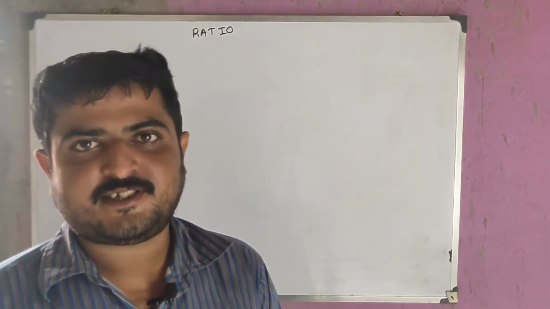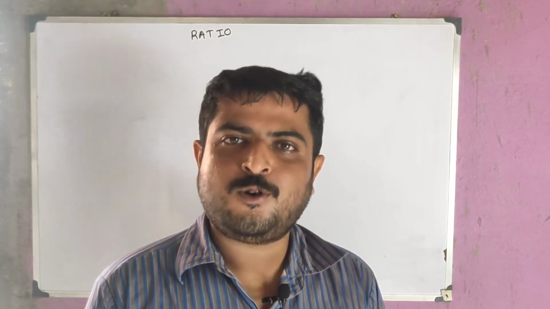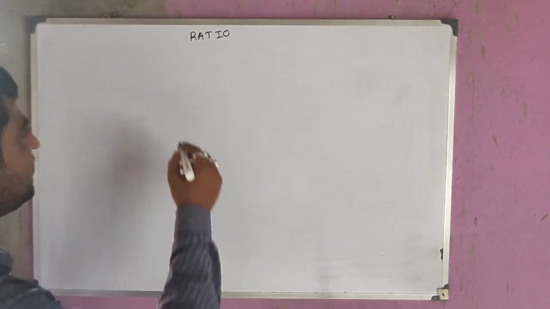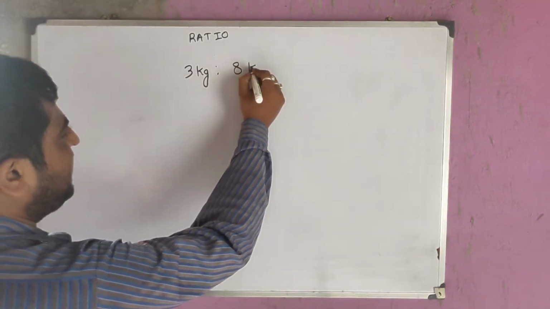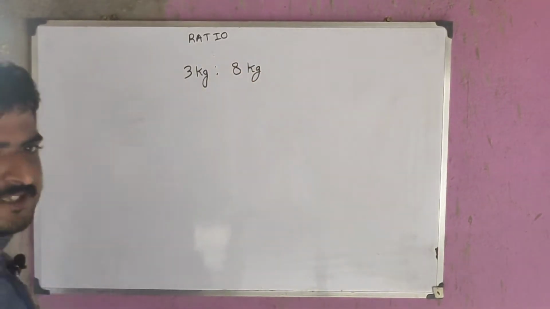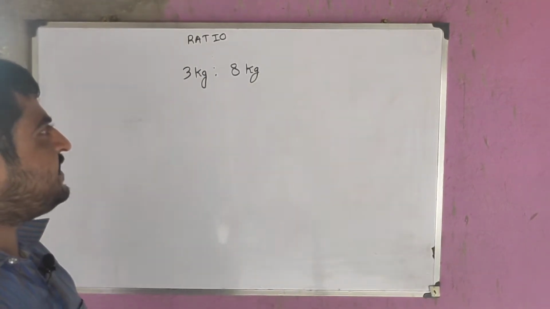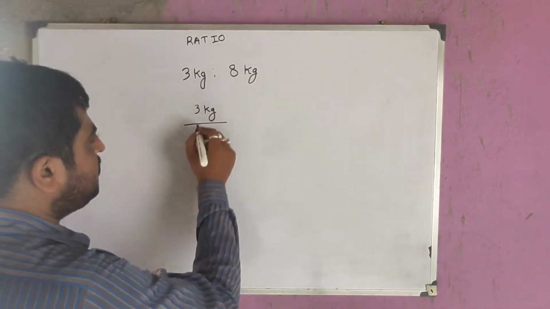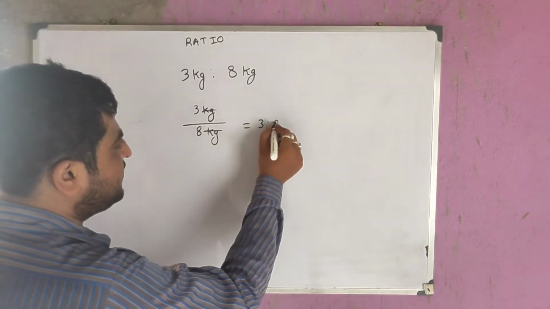Ratio. What is ratio? A ratio is the comparison of the magnitude of two or more quantities of the same kind by division. Let's say your comparison is between 3 kg and 8 kg. Kg is the unit of mass, so you are comparing two masses, one is 3 kg and another is 8 kg. So by which method do we find the ratio? By division. So here kg will cancel, and it will become 3:8.